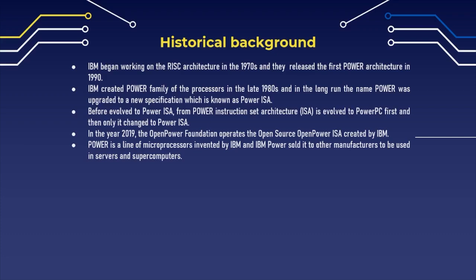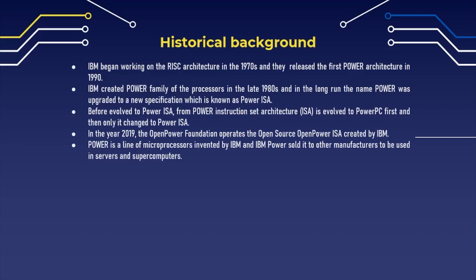Next, I will be presenting the historical background of Power ISA. IBM is a company that manufactures and at the same time sells computer hardware and software to other manufacturers. IBM began working on the RISC architecture in the 1970s, and IBM released the first Power architecture in 1990, which was a specific implementation of the RISC architecture. IBM created the Power family of processors in the late 1980s, and in the long run, the name Power was upgraded to a new specification which is known as Power Instruction Set Architecture.